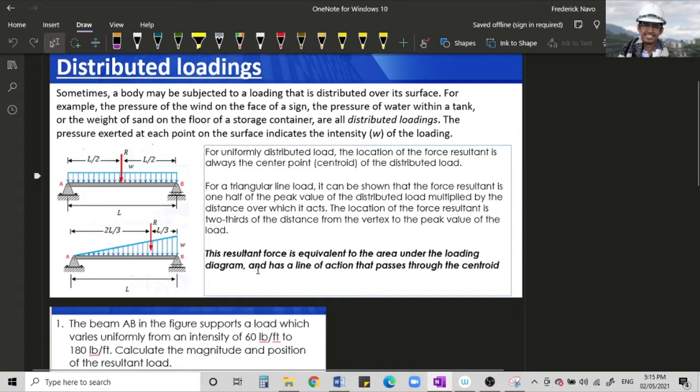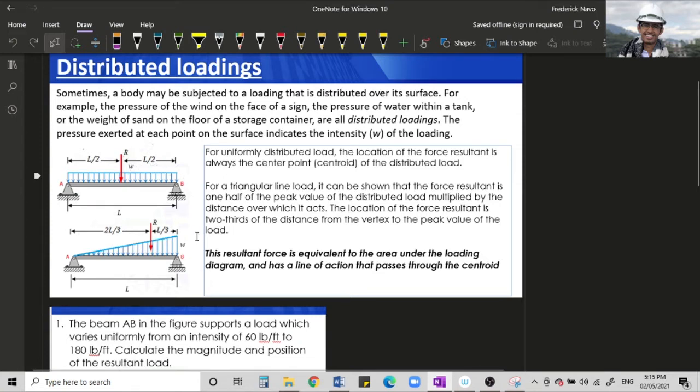And he said here that the resultant is equivalent to the area of our load diagram. Okay? So, if we have the intensity, for example, this one above, it is uniformly loaded. And the resultant acts at the middle. And this resultant is the area of our diagram. So, the area of our diagram will be the length times its height. So, its height is the intensity, which is W.